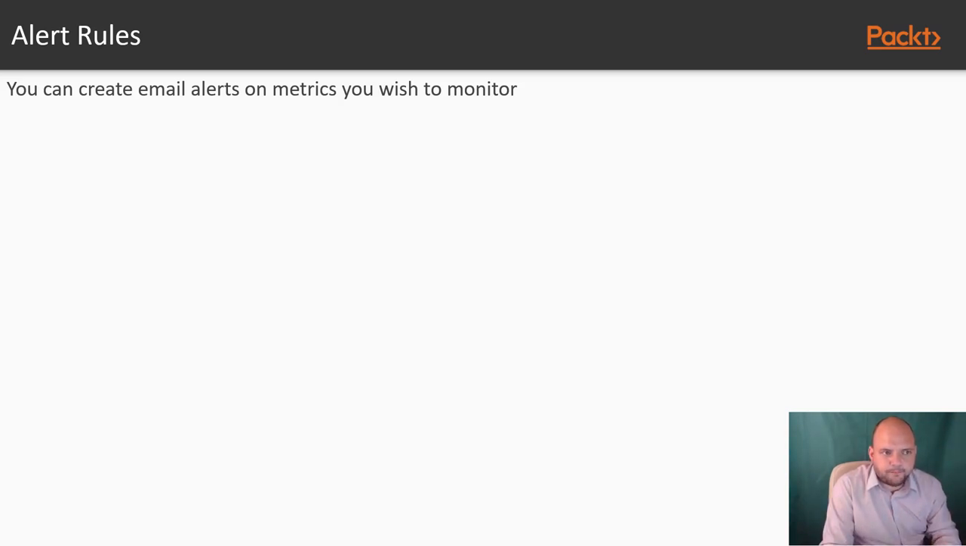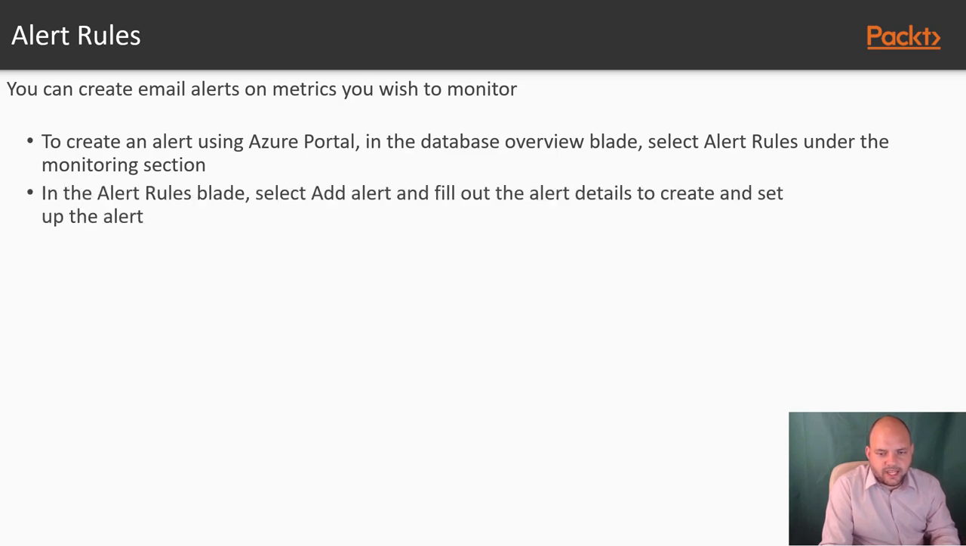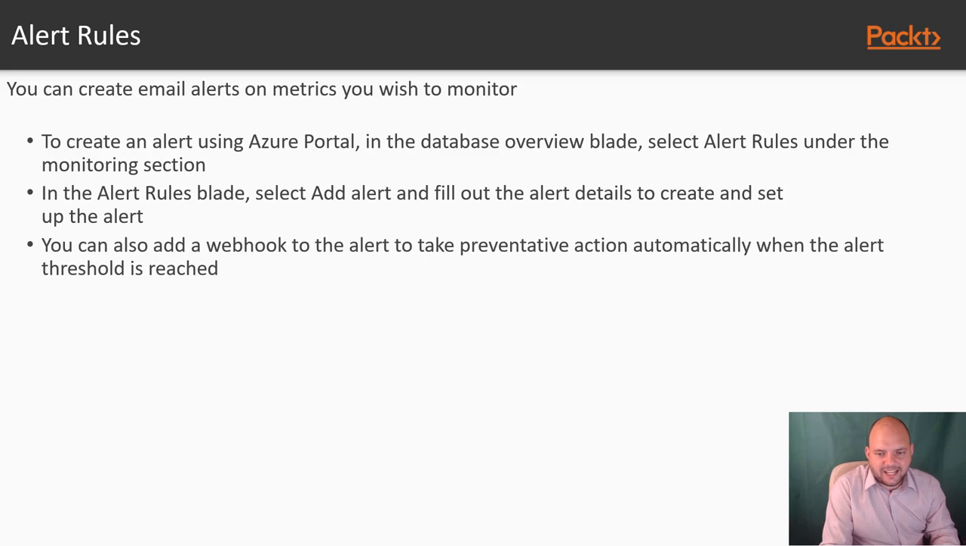As we stated earlier, we can create some alerts as well. We can create email alerts on the metrics we wish to monitor. To create an alert using the Azure portal, in the Overview blade, select Alert Rules under the Monitoring section. In the Alert Rules blade, add an alert, and fill out the alert details to create and set up the alert. We can add a webhook to the alert to take an action automatically when the threshold is reached.